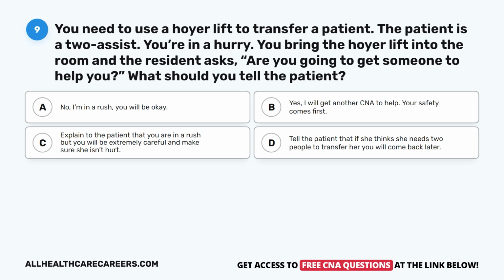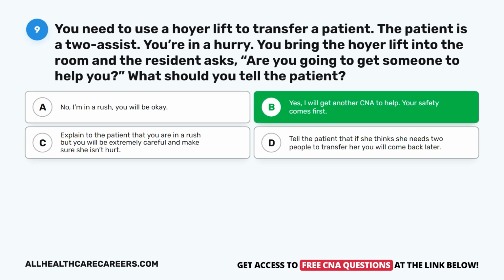A. No, I'm in a rush. You will be okay. B. Yes, I will get another CNA to help. Your safety comes first. C. Explain to the patient that you are in a rush, but you will be extremely careful and make sure she isn't hurt. D. Tell the patient that if she thinks she needs 2 people to transfer her, you will come back later. The correct answer is B.